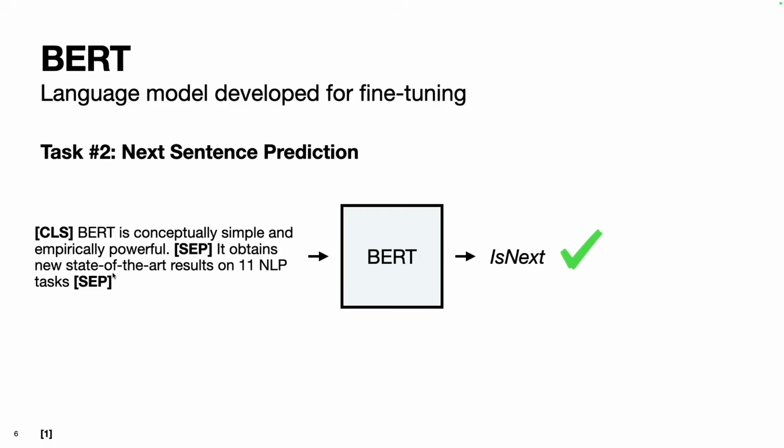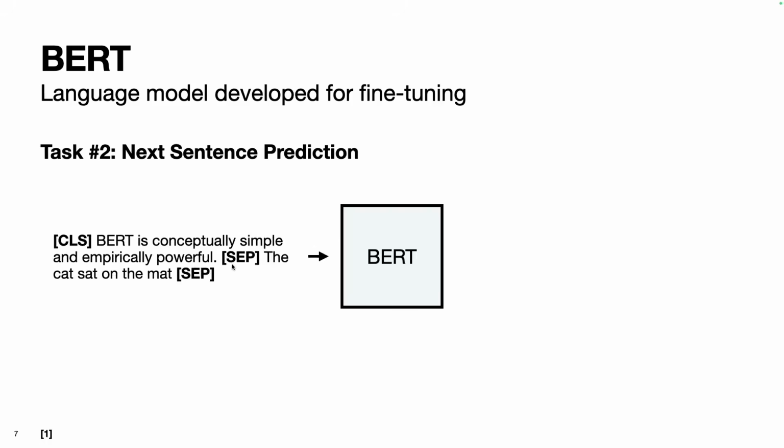This is a sentence pair taken from the original BERT paper, which is reference number 1. And so this is indeed the next sentence. Alternatively, we could have a pair of sentences that are not a match. So instead we might have "BERT is conceptually simple and empirically powerful." And then the next sentence is "The cat sat on the mat." And so this would be not the next sentence and would receive a different label.